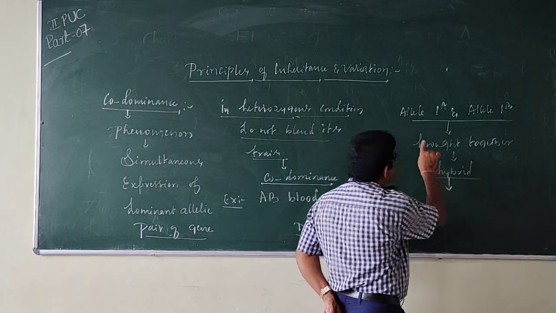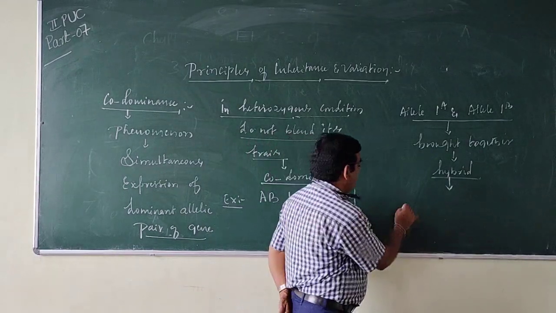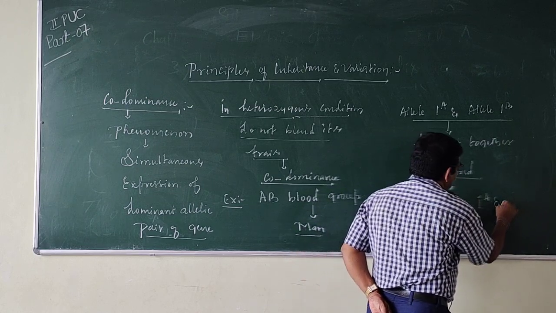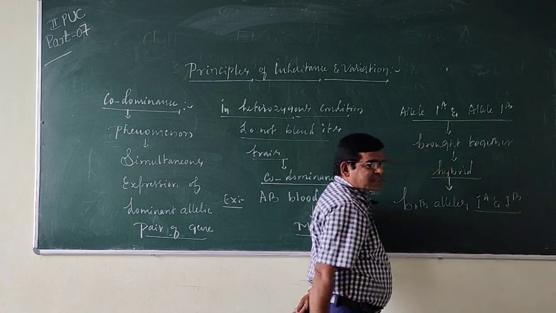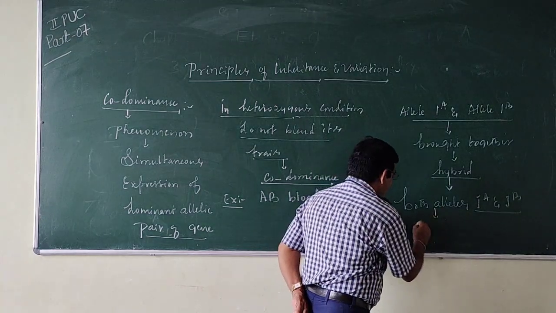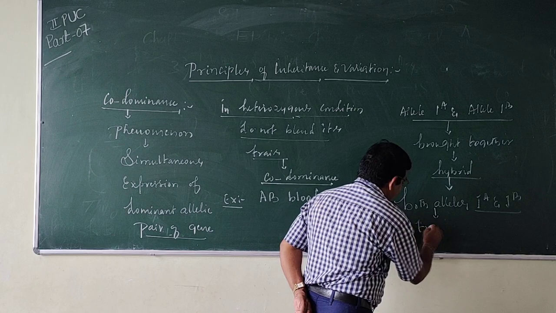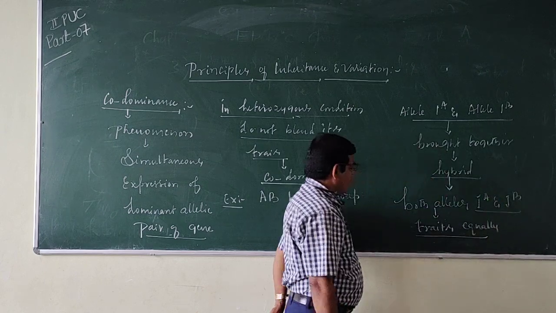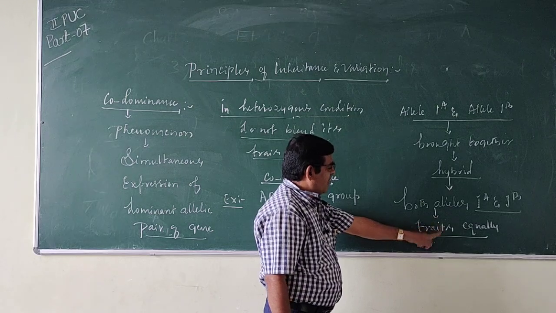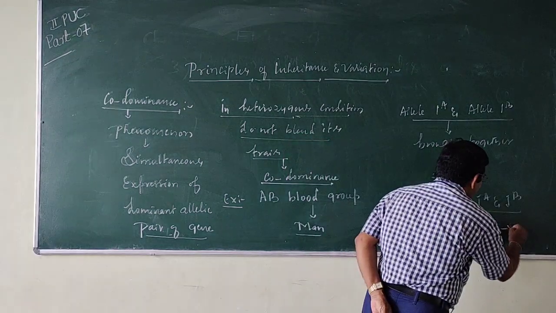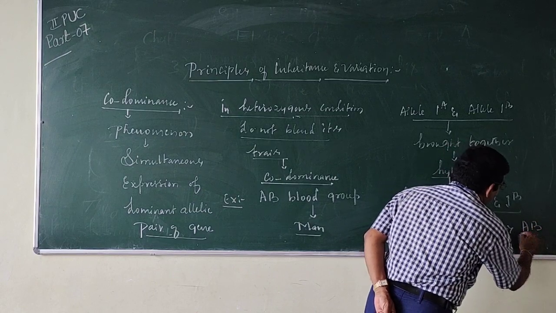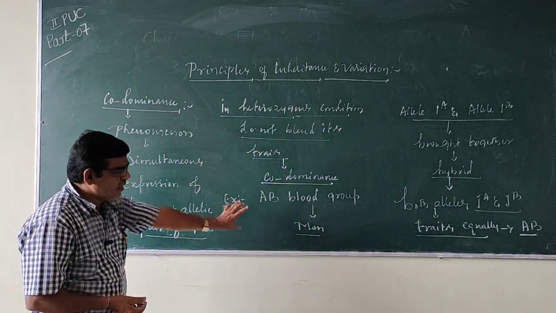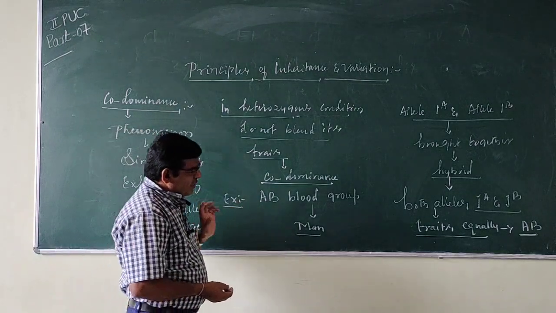So both the alleles IA and IB express their characters, or express their traits equally, and produce AB blood group in man. This is the best example. AB blood group in man is the best example for codominance.